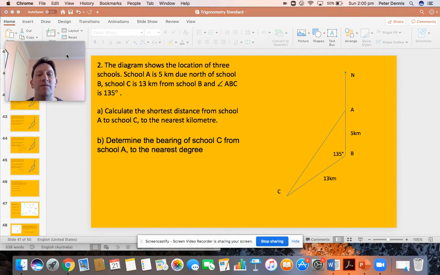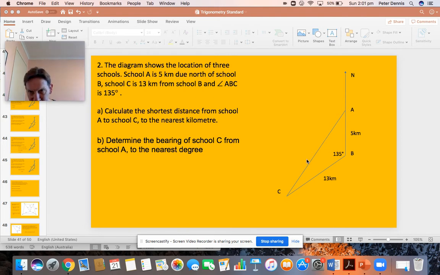Okay, let's have a look at this. This is a bearings question. The diagram shows the location of three schools. School A is 5 kilometres due north of school B, so that's straight north. School C is 13 kilometres away, and that angle is 135 degrees. Calculate the shortest distance from A to C.